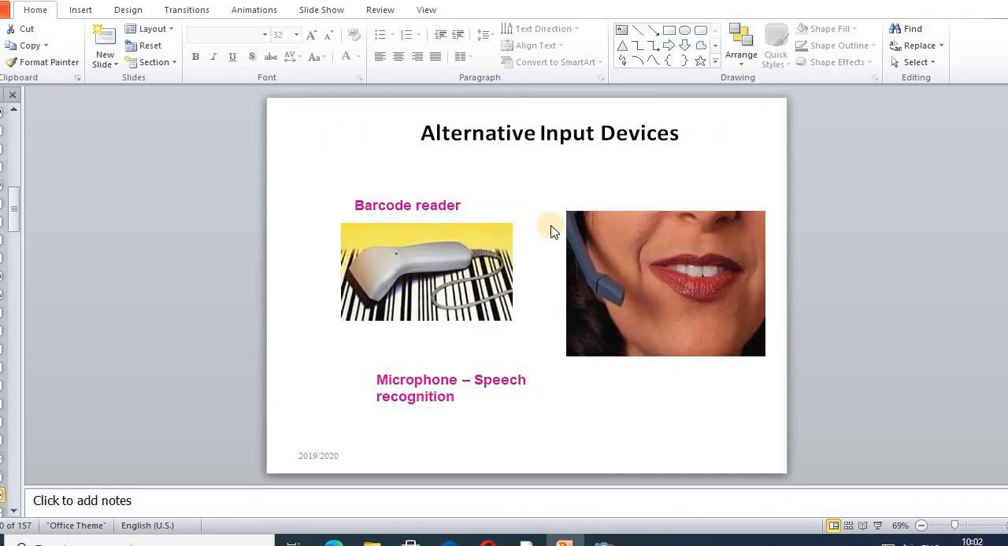So we have alternative input devices. We have the barcode reader, and then we have the microphone and speech recognition. So you'll see that we have the barcode readers, the barcode, I hope you know that. The microphone, you know it. Some of you have used it. It's even here in the diagram. You can see. So it receives your sound and then it boosts it so that it can be heard wherever they are.